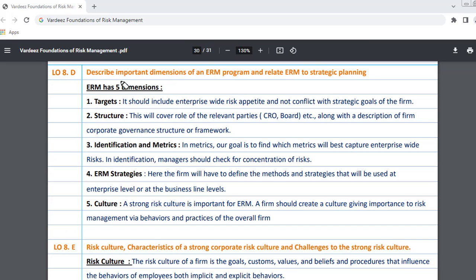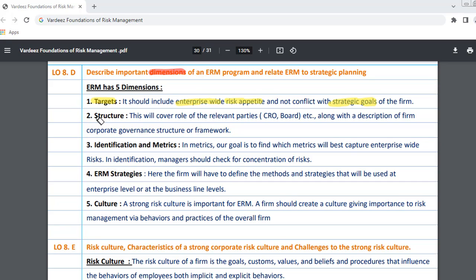Okay, moving on to the next learning objective, describe important dimensions. Now, essentially what we are saying is that when we are applying ERM into our organization, when we are practically doing that, there are 5 important dimensions that need to be taken care of. The first one is targets. Here, banks should have the right risk targets, which should focus on including the risk appetite, but on an enterprise-wide basis. The risk appetite the board will prepare should focus on the overall enterprise, and this should not conflict with the strategic goals of the firm. There shouldn't be any conflict with the overall strategic goals of the business.